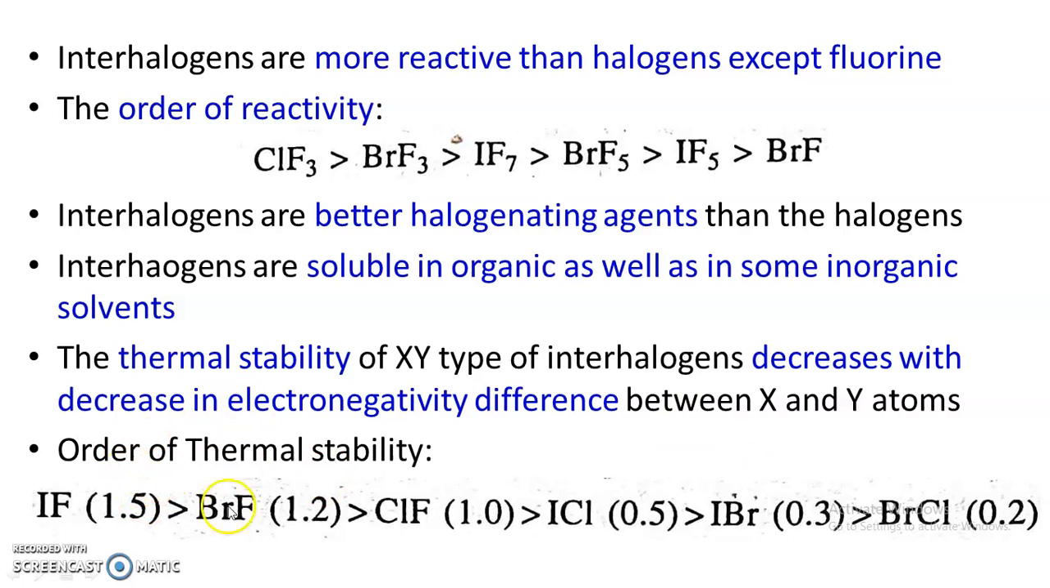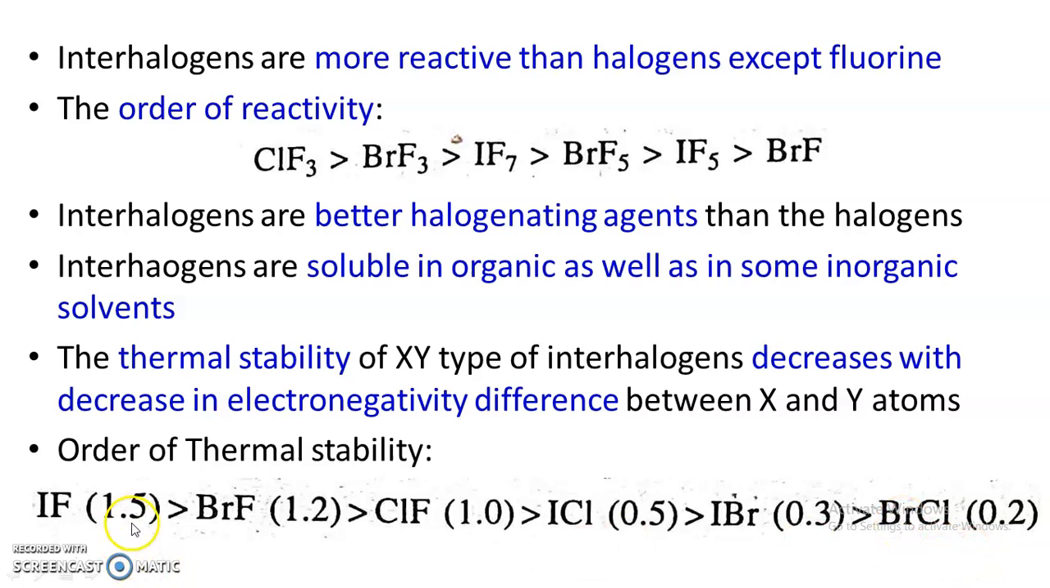And the order of thermal stability is: iodine fluoride is the most thermally stable, more stable than bromine fluoride, which is more stable than chlorine fluoride, which is more stable than iodine chloride, which is further more stable than iodine bromide, which is more stable than bromine chloride.